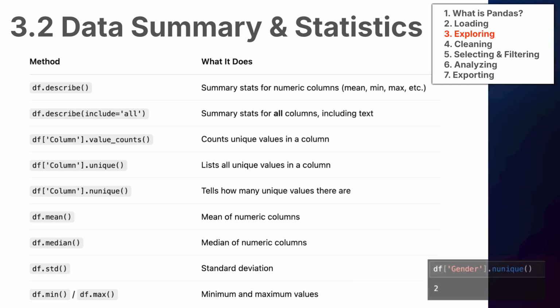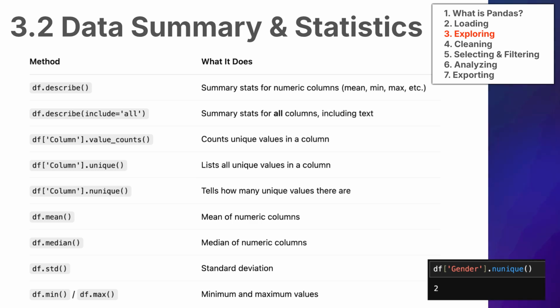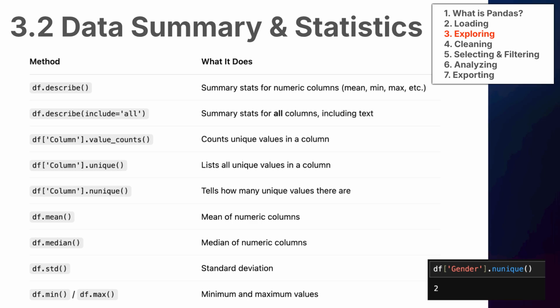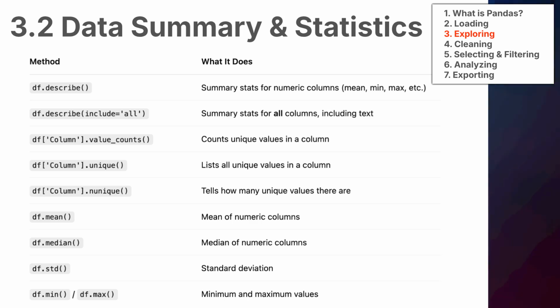Next, nunique. Gives you the number of unique values in a column. This is useful when you're checking how diverse the data is, like how many different categories or names. The rest are basic math methods.